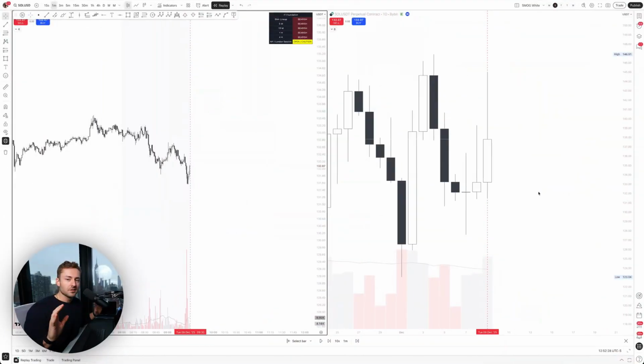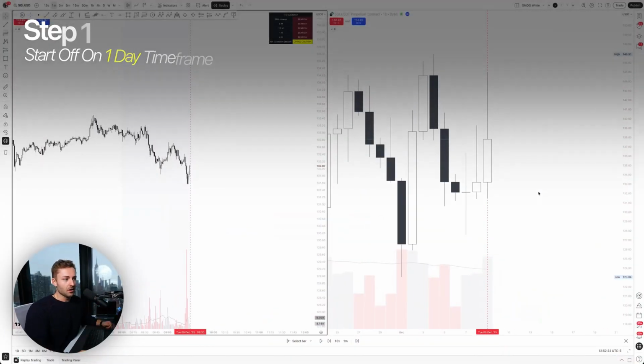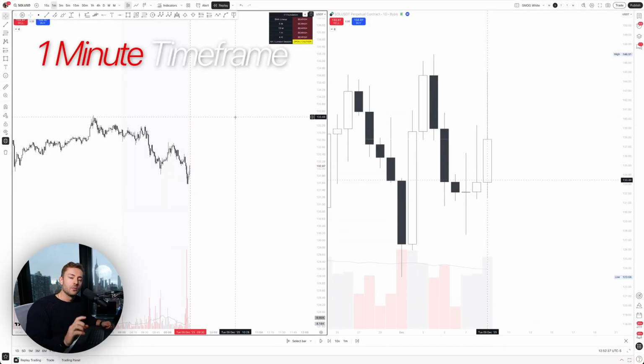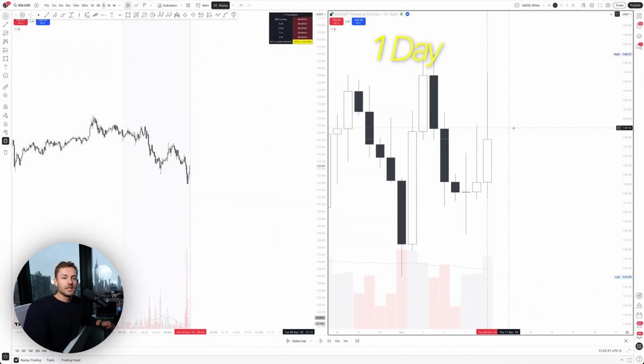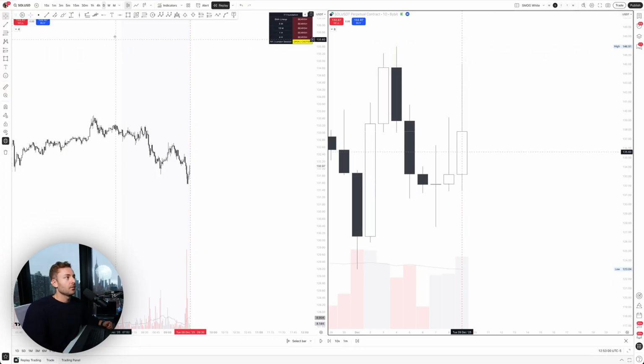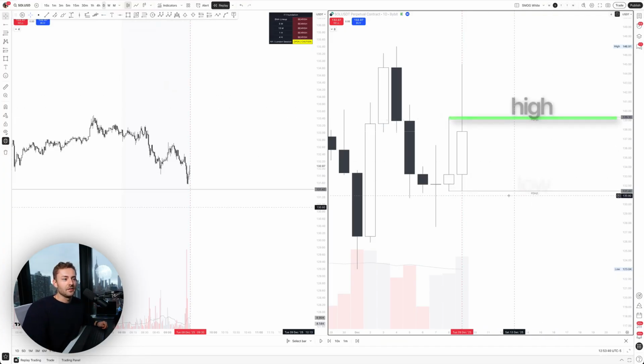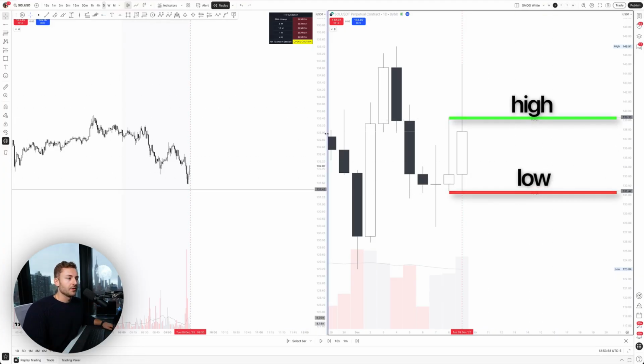Okay, so step 1 of this strategy is going to start off on a 1-day time frame. So you'll see on my screen here, I have a 1 minute, which is where we're going to be executing our actual entries. And I have a daily chart here. What we want to do is first mark off the previous day high and low. So what I'm doing is going over to a daily time frame here on my right side, and I'm just going to use this tool here to mark off my high, and right here to mark off my low. So I told you, pretty simple so far. Previous day high here, previous day low here. I'm going to explain to you why we're using this in a second.